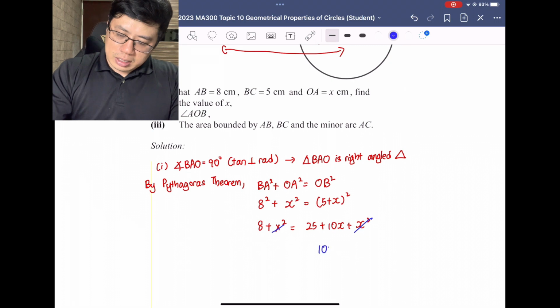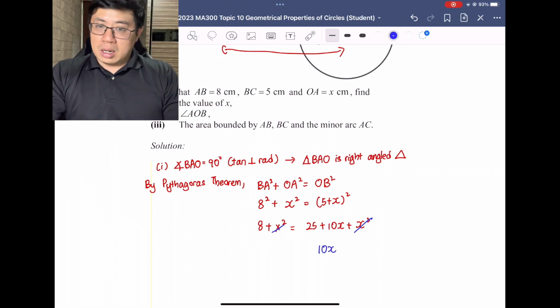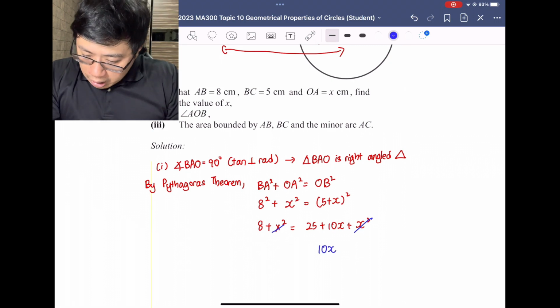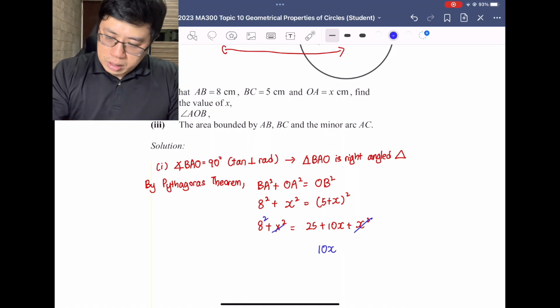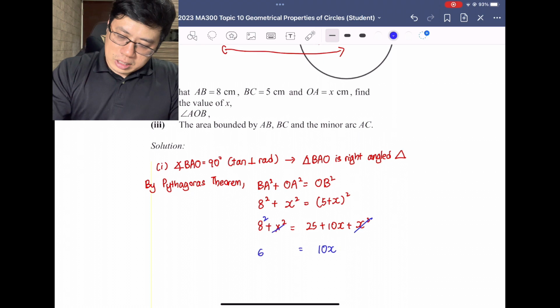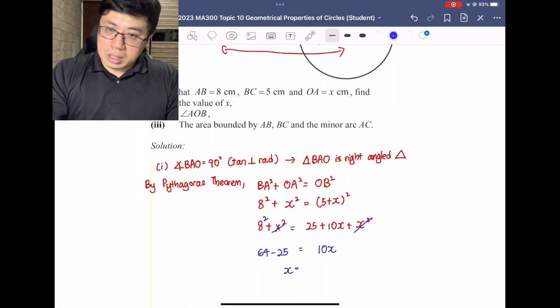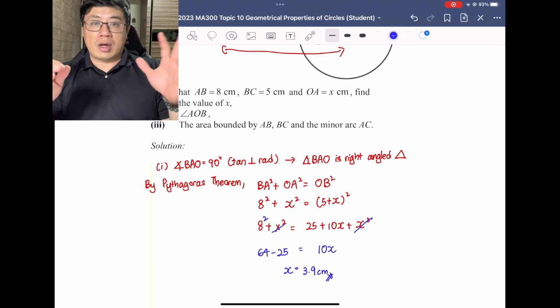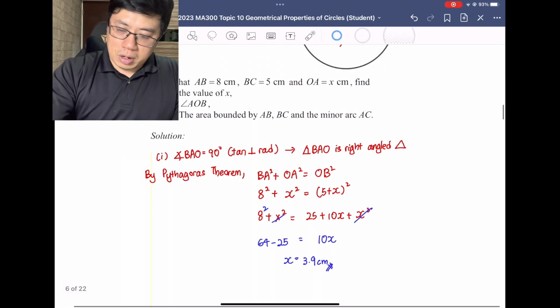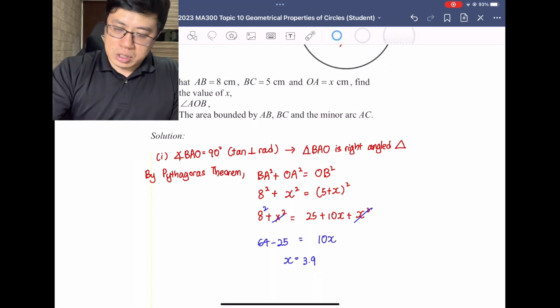This gives us 10x equals 10x. 8 squared equals 64, subtract away 25, and then we have x to be equal to eventually 3.9 cm. So with that, it's done. We are done with part 1. Because it's x cm here, I'm just going to put x equals 3.9.